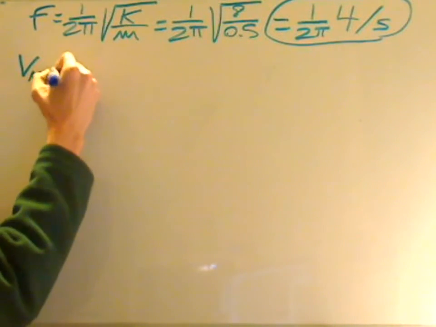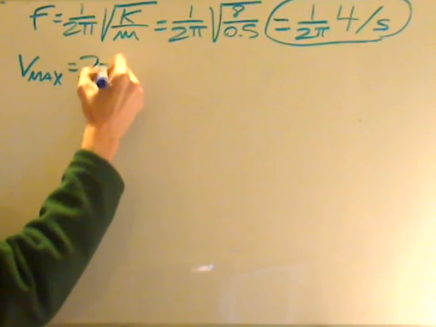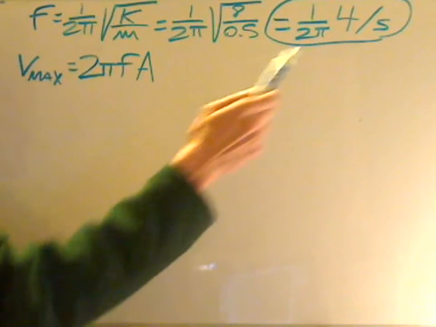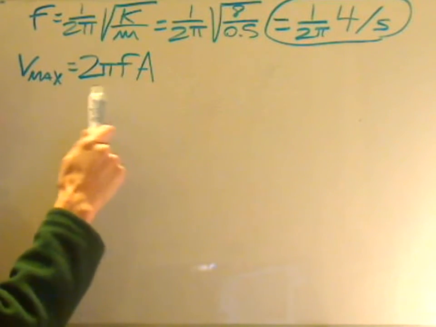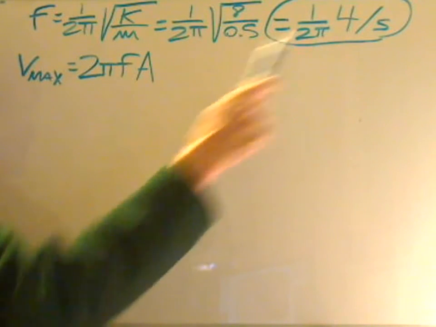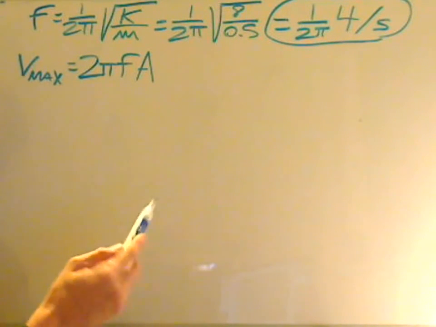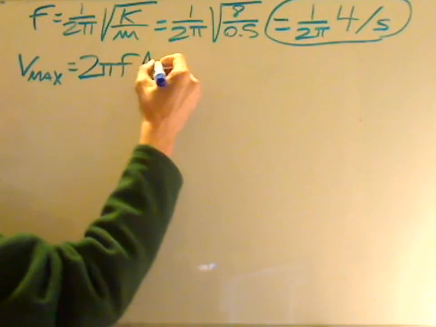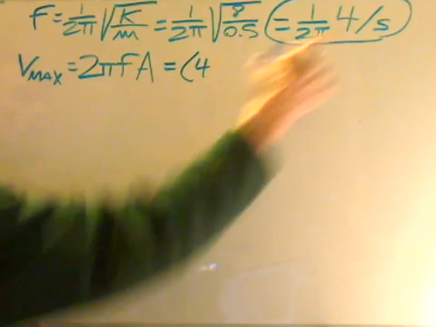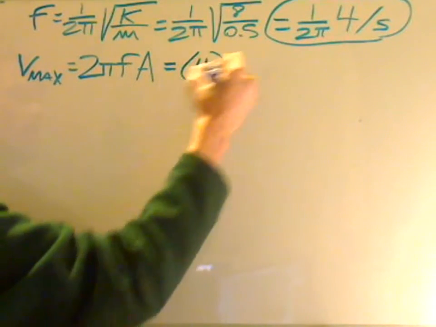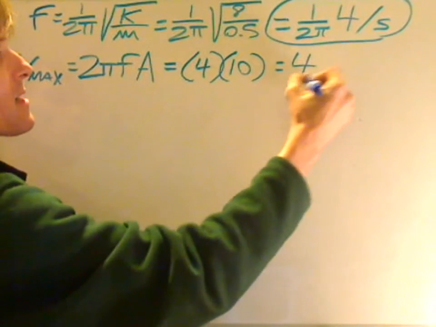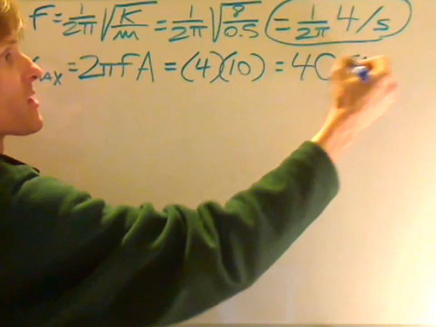So Vmax is 2 pi f times the amplitude. Okay, now we can see why we have this 1 over 2 pi in here, because it cancels out with this 2 pi. So the 2 pi's cancel out here, and then you have 4 for this part. The amplitude is 10 centimeters. So that gives you 40, and we'll leave it in centimeters per second.